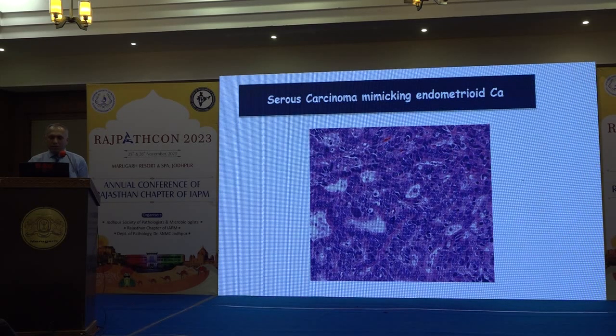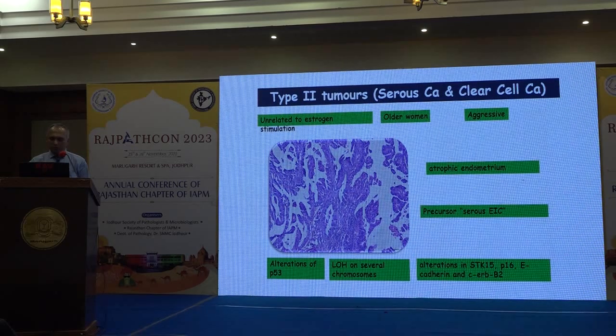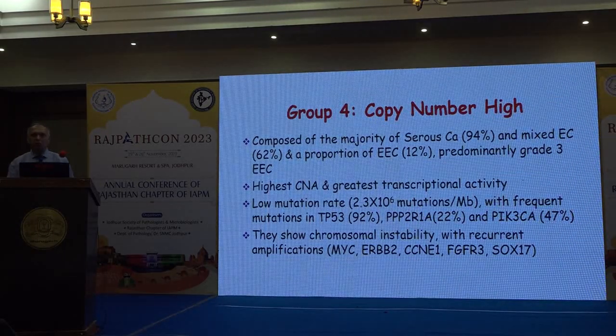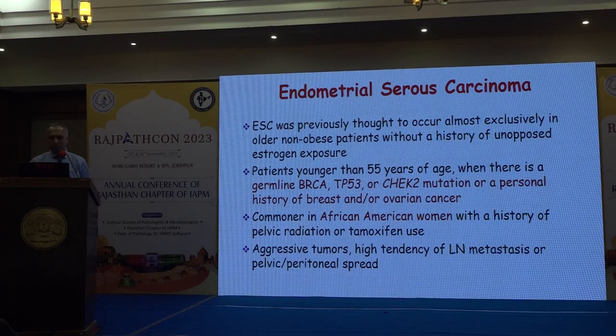It is likely to be a serous carcinoma. Therefore we have to do P53 immunostaining. And these are the classical type 2 tumors. This is well known. These kind of P53 abnormal tumors have now gone into the copy number high group, which we classify in the molecular classification.